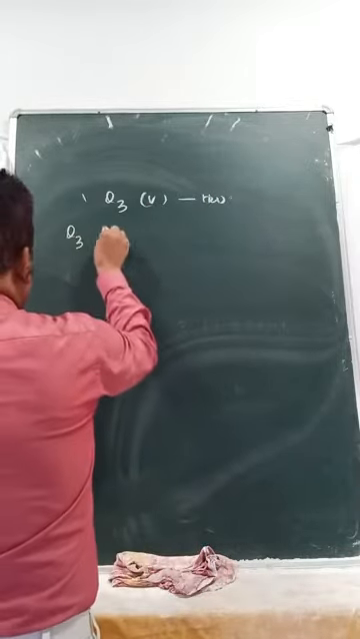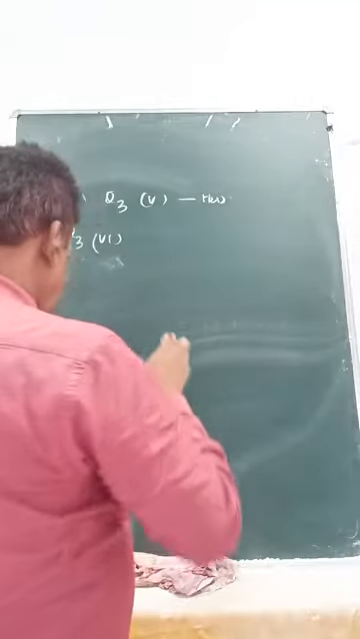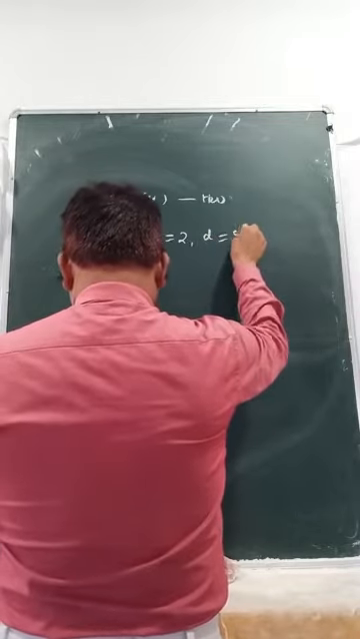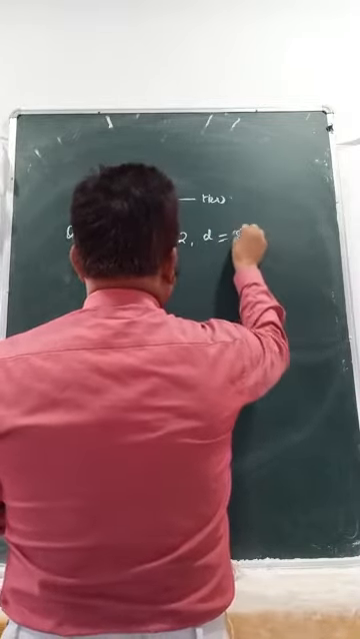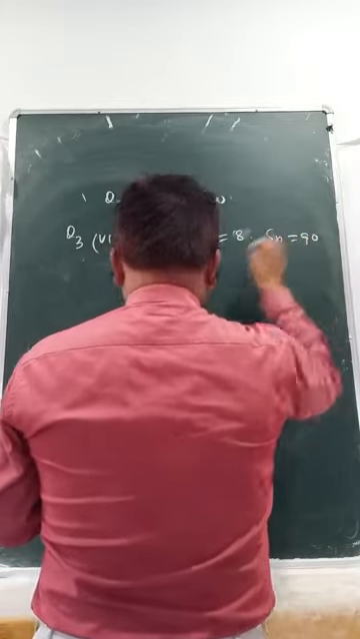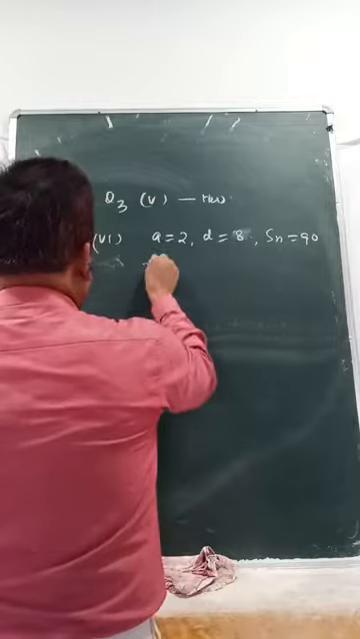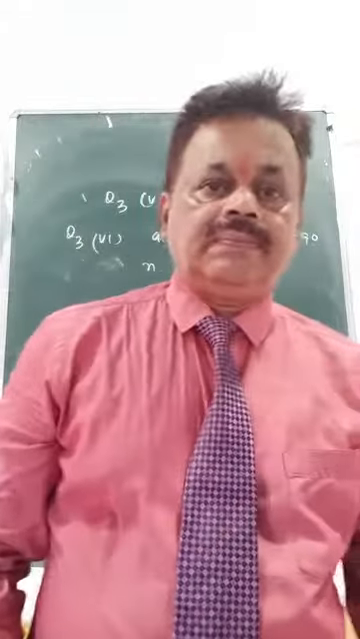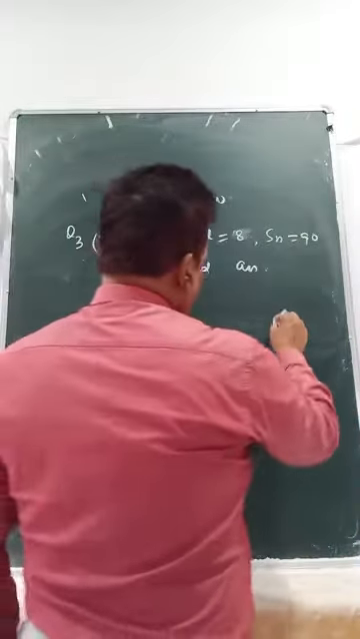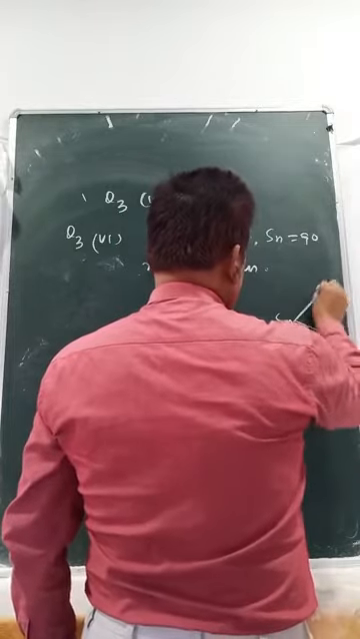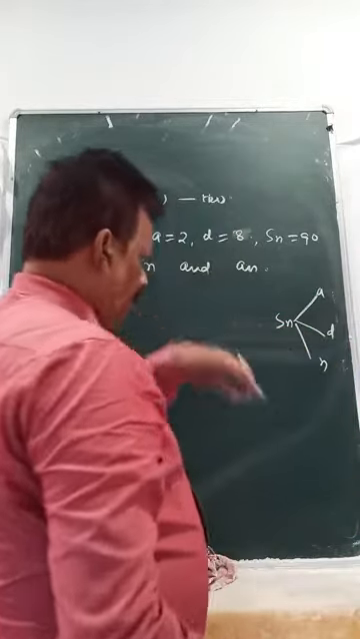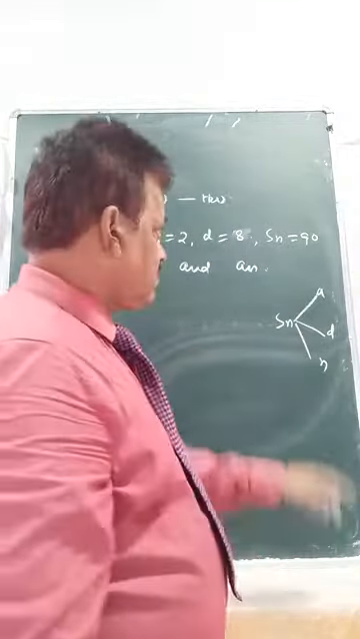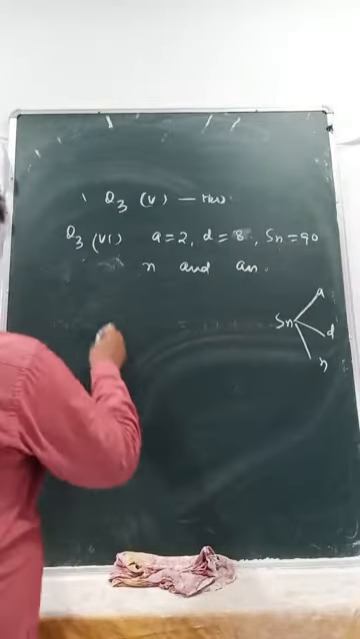Now question number 3, 6th part. A is 2, D is 8, Sn equals 90. Find N and An. Okay, this is a different question. So what do you need in Sn? A, D, N. A is given, D is given, N we cannot find out here because N is not given. So let's write the Sn formula.